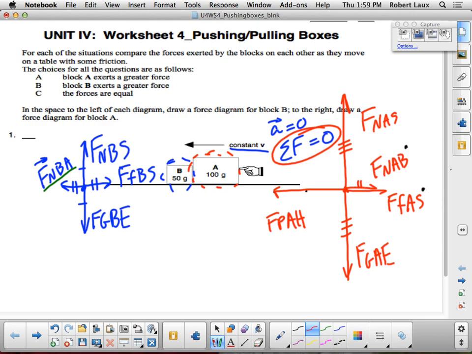Could somebody who hasn't called one out yet tell me which of the forces on this red force diagram shows the interaction of object A and object B? Jack? Those are our Newton's third law pairs. Those two forces that I've underlined in green show the interactions between these objects.